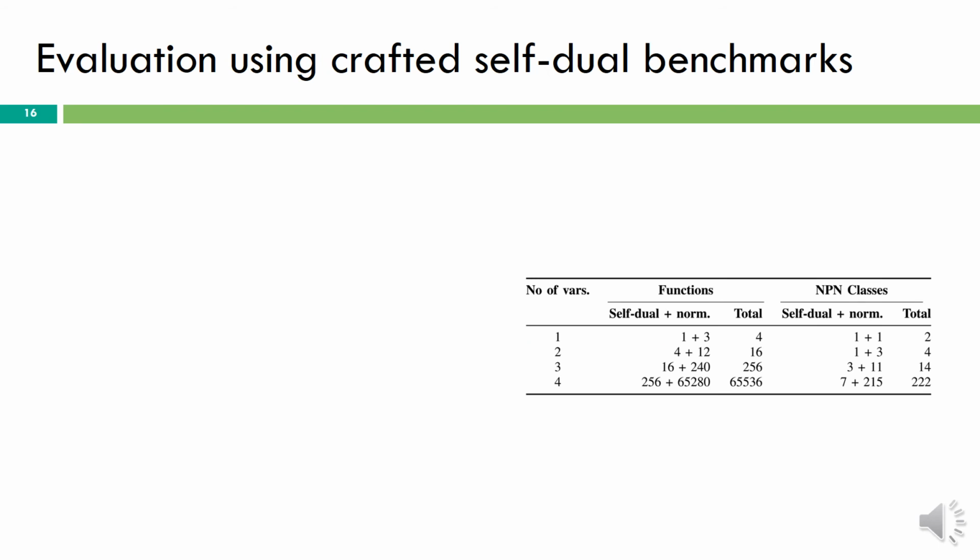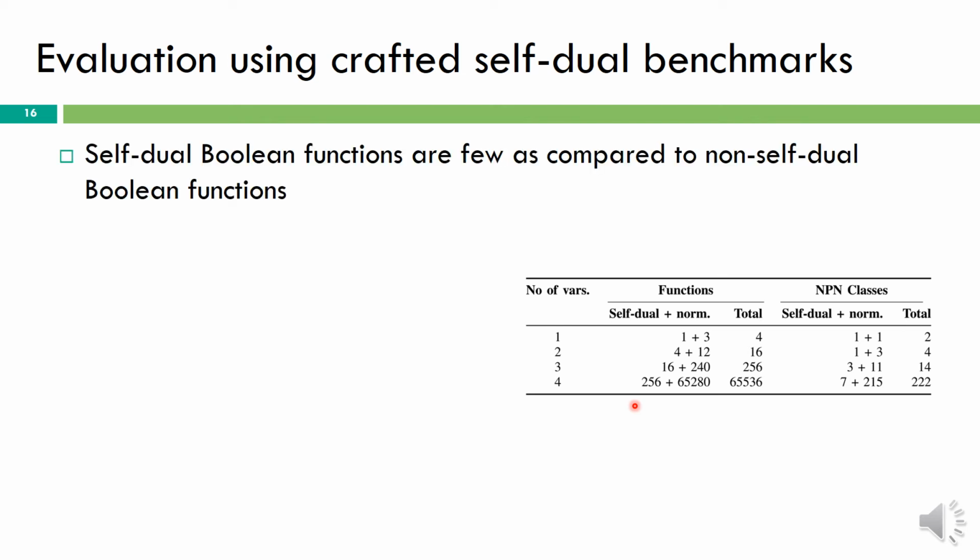Now, evaluation on our crafted self-dual benchmarks. Considering this table, where we saw that the number of self-dual functions was very small compared to the total number of functions, it is important to evaluate whether XMGs can help to not disrupt the self-duality within the circuit. So in order to test that, we populated benchmarks with a varying number of self-dual nodes.